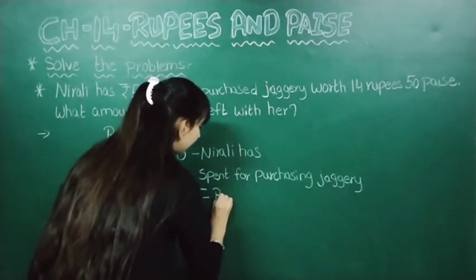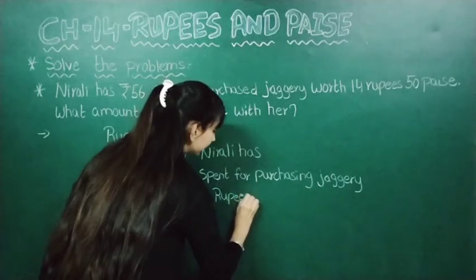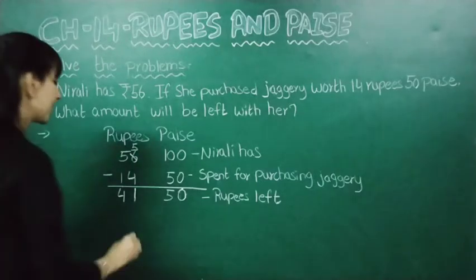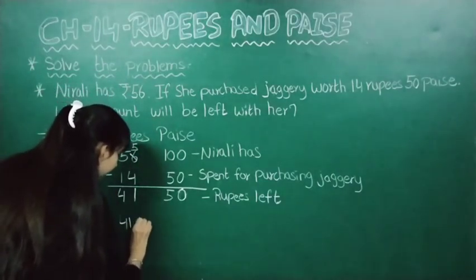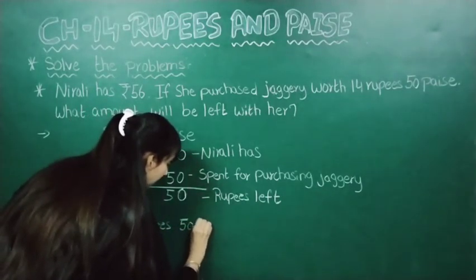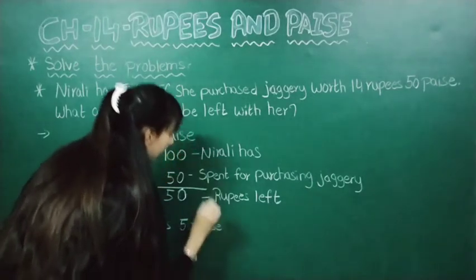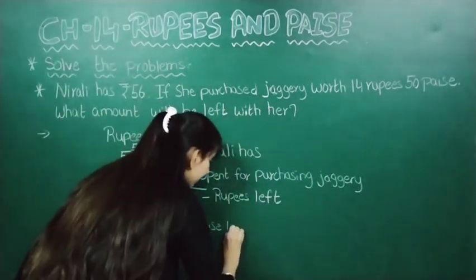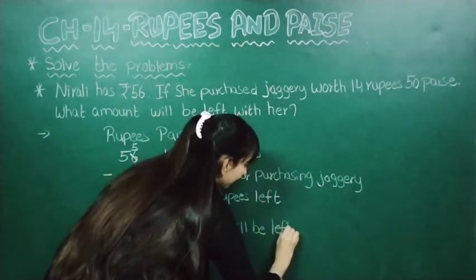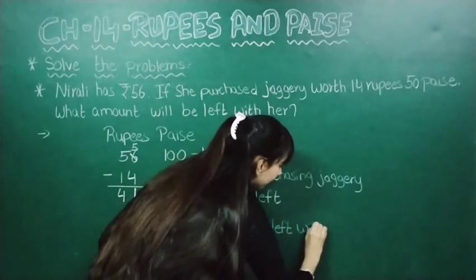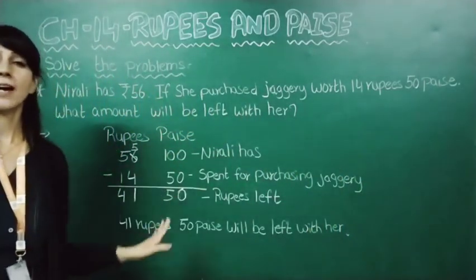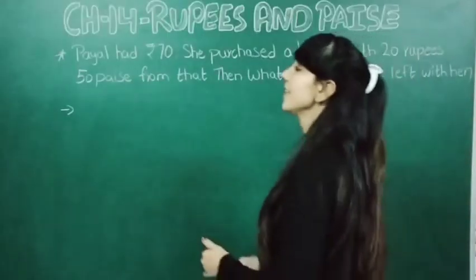Okay, you can see. And here we will write rupees left. Now how we will write this? So here we will write 41 rupees 50 paise will be left with her. Okay, like this you have to do. Understood? Now let's see another one.